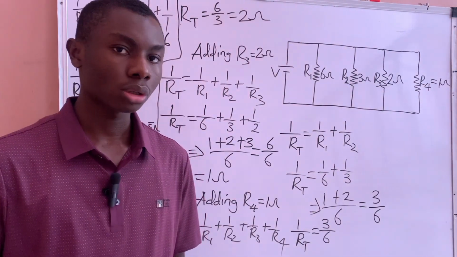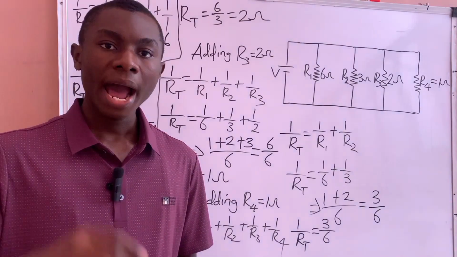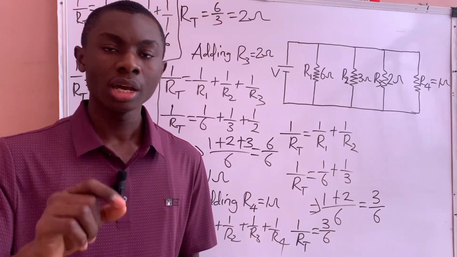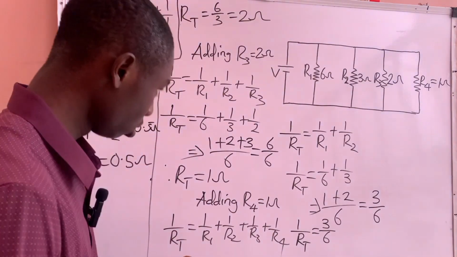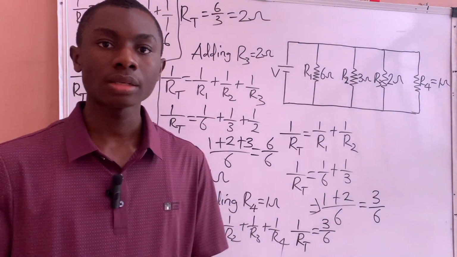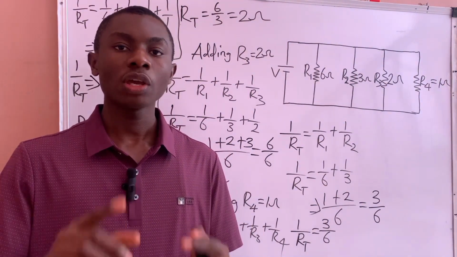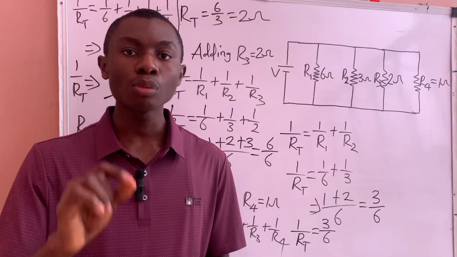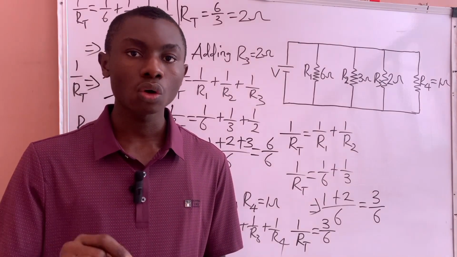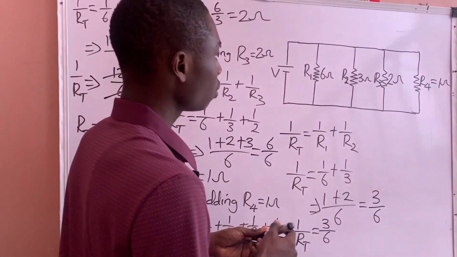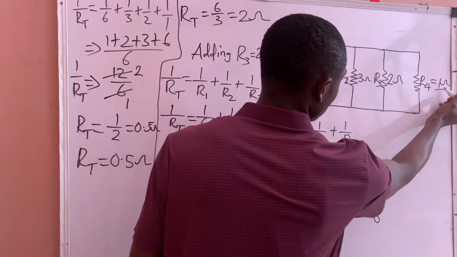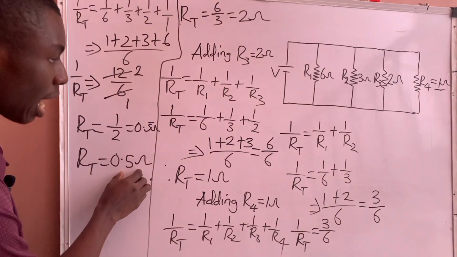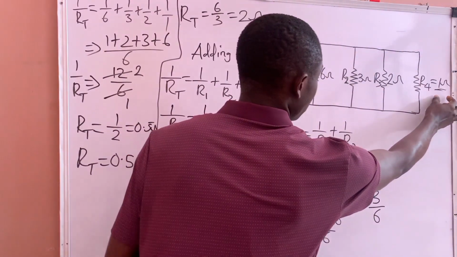Here is the conclusion. In a parallel network, adding more resistors always decreases the total resistance. And the second point is that the total resistance of a parallel circuit is always less than the smallest value of the resistor in the network. The smallest value in this network is 1 ohm, and the total resistance here is 0.5. Are you seeing that 0.5 is less than the smallest value of the resistor?